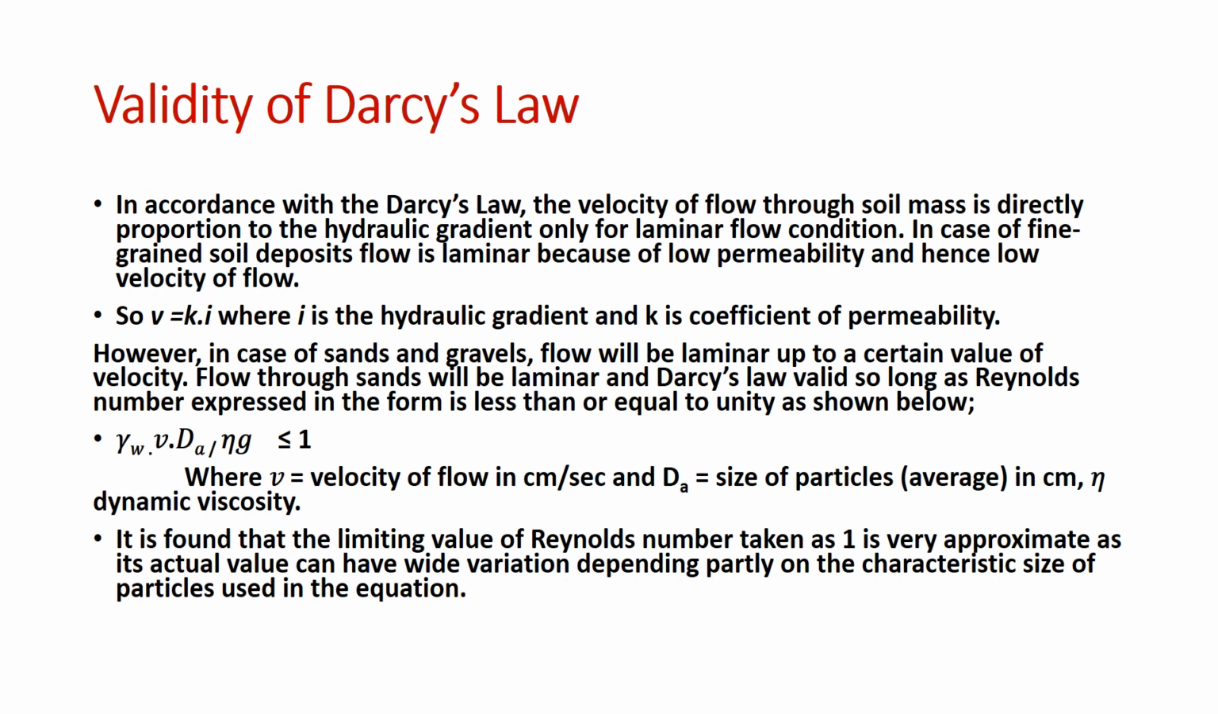So this formula, gamma_w V d upon theta g is less than or equal to 1, where V is velocity of flow, d is the size of particles, theta is dynamic viscosity. So basically this g depends on whether we are considering density or unit weight, so accordingly g will be kept. It is found that the limiting value of Reynolds number taken as 1 is very approximate, as its actual value can have wide variation depending upon the characteristic size of particles used in it.